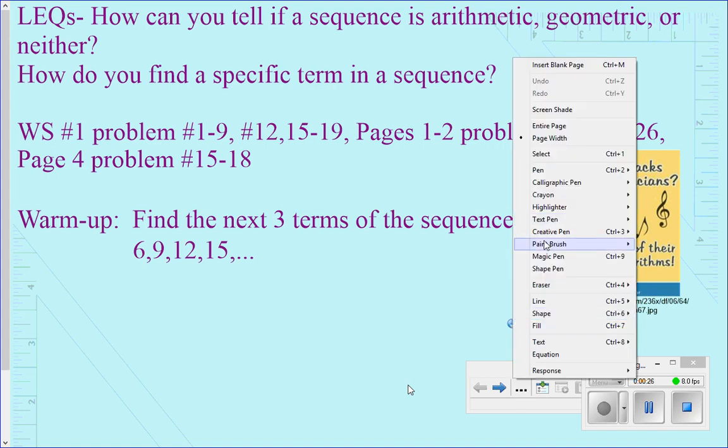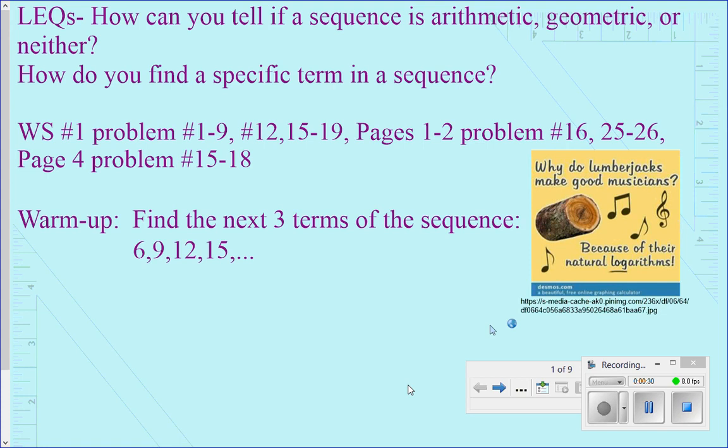So we're just going to add 3 on to 15 to get 18, and 3 again to get 21 and 24. Okay, so then this led into our lesson for today, which is on the beginnings of sequences.